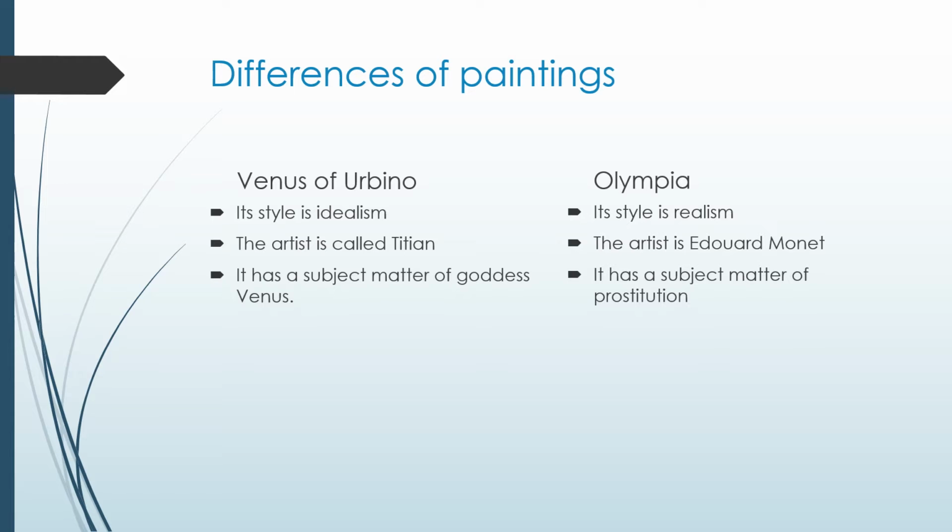Another difference is that the Venus of Urbino was painted by Titian, and Olympia was painted by Edouard Manet. Another difference is that the Venus of Urbino has the subject matter of the goddess Venus, who, as you know, is a woman whose functions are love, beauty, desire, sex, fertility, prosperity, and victory. And Olympia's subject matter is prostitution. The prostitute is being given flowers for having had sex with someone, and that is the subject matter of the painting.